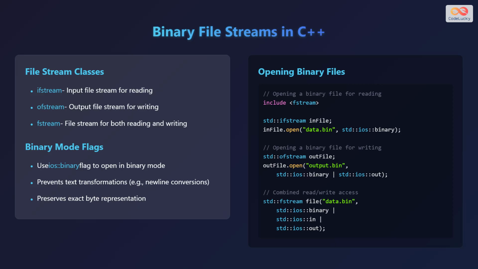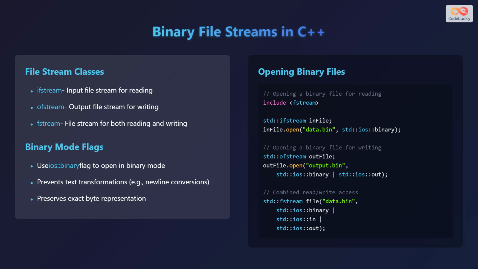In C++, we use specific file stream classes to handle binary file operations. The ifstream class is used as an input file stream for reading data from files. The ofstream class is used as an output file stream for writing data to files. The fstream class is a file stream that can be used for both reading and writing data. To open a file in binary mode, you need to use the ios::binary flag.